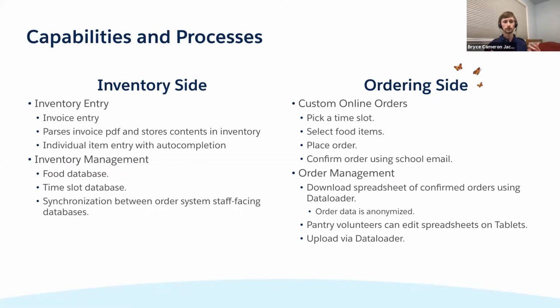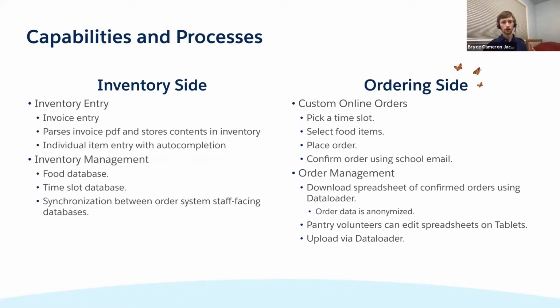Before we made this, the pantry didn't really have a system for keeping track of the food that came in. So we needed a way to keep track of the invoices from the local food bank, which represents, at last count, about 80% of the food that we take in. And then also individual item entries when we get in-kind donations.